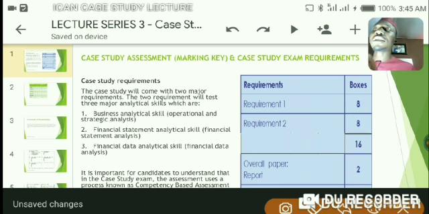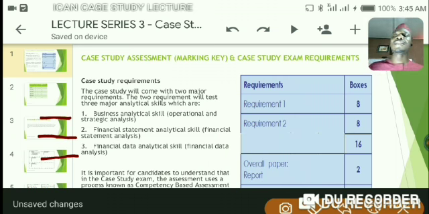The first one is business analytical skill. When we talk about business analytical skill, this is where you make use of models to analyze the business and its operation. The other one is financial statement analytical skill. This is where you make use of your ratios. And the last one is financial data analytical skill, and this is where you do project appraisal. These are the 3 key analytical skills that will be tested.